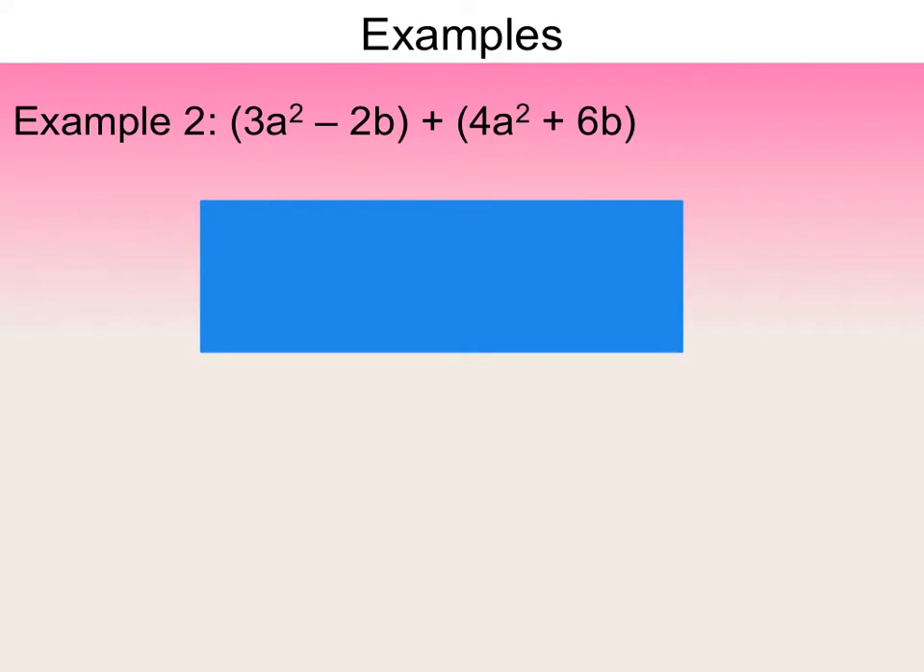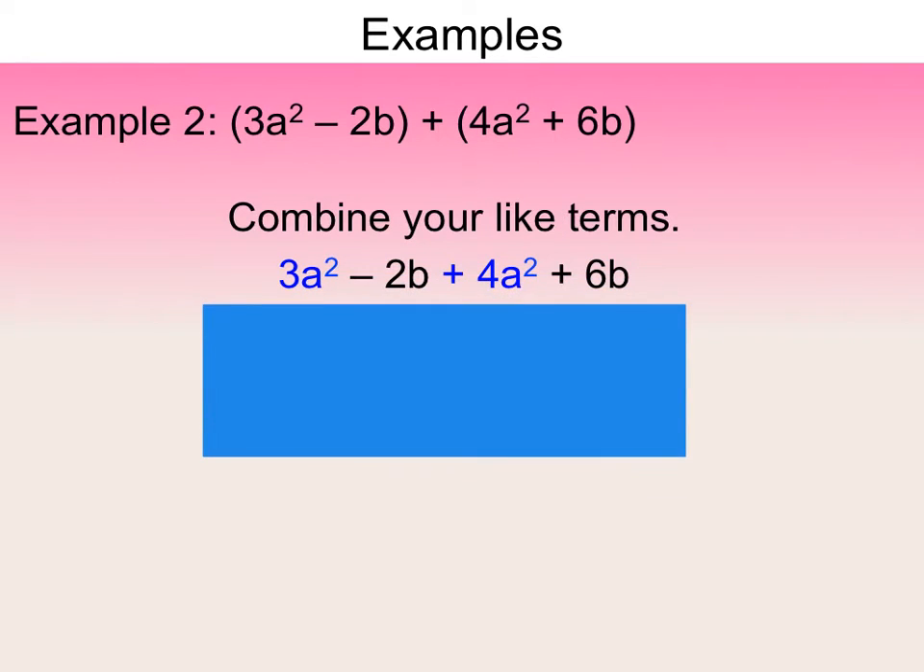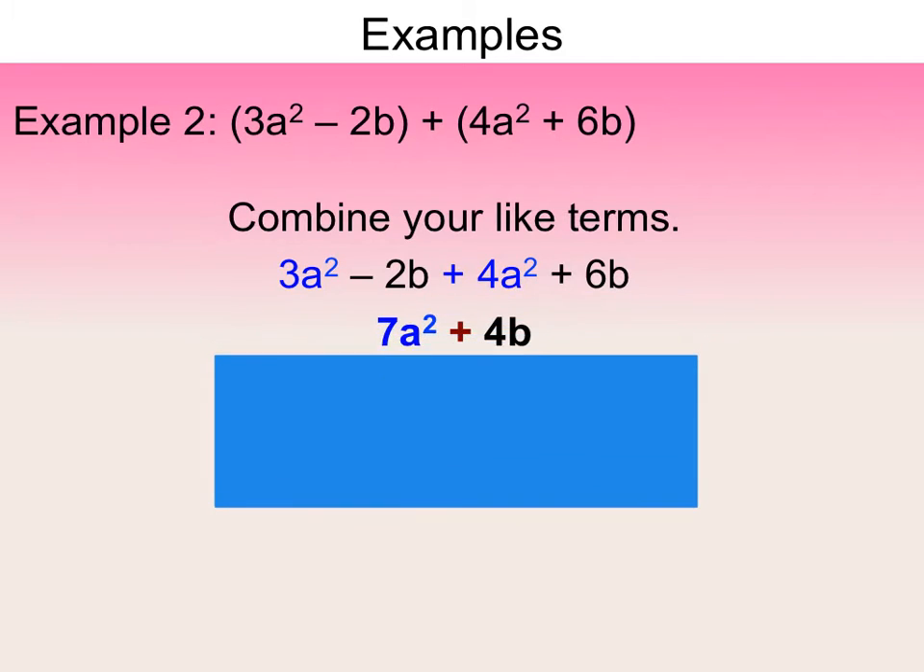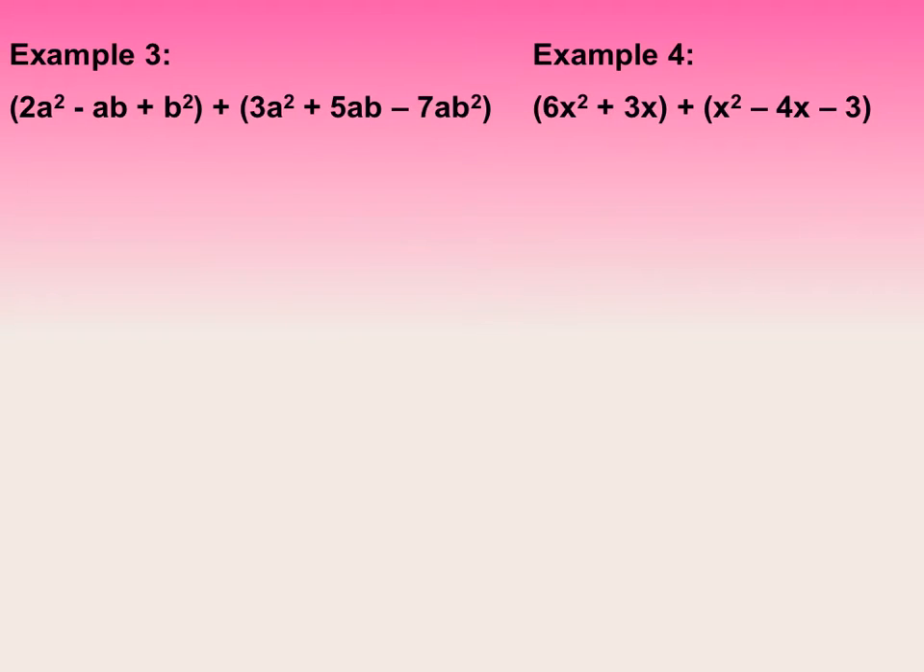Second example, again, I'm really just looking to combine like terms. So I've got 2 different a squared terms I'll put together and then 2 b terms I'll put together. And we're not changing the exponents, we're just adding the numbers in front. So if you had 3a squareds plus 4a squareds, you're going to end up with 7a squared. If you have negative 2b plus 6b, you're going to end up with plus 4b as your final answer. And that's it. You can't do anything else, so you're done.